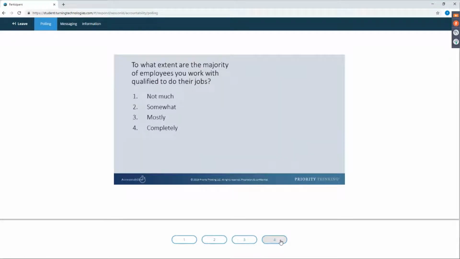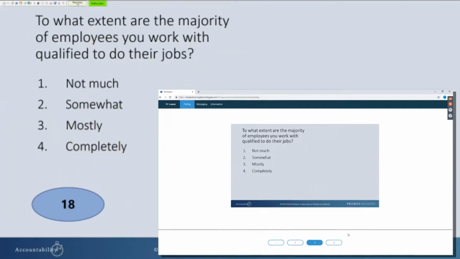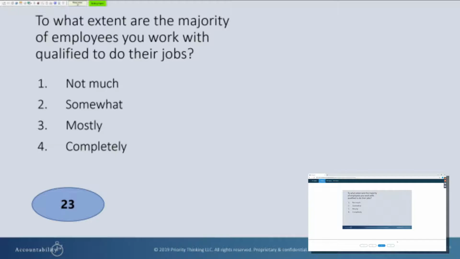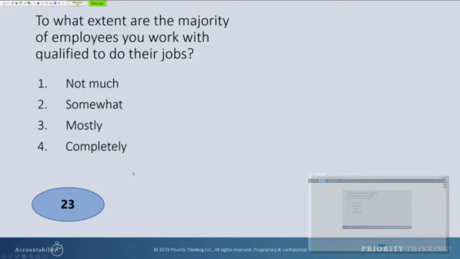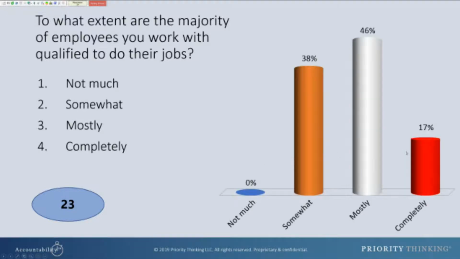We only have 2 in this particular category, qualified to act. To what extent are the majority of employees you work with qualified to do their jobs? So think about that, the folks that you work with, to what extent are they qualified? 1, not much. 2, somewhat. 3, mostly. 4, completely. Okay, I'm going to close the polling. And I think you can see here the distribution, 38% somewhat, 46% mostly, and 17% completely.